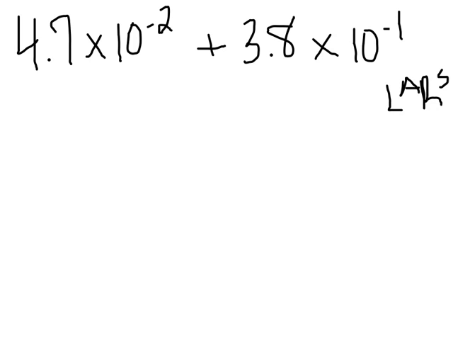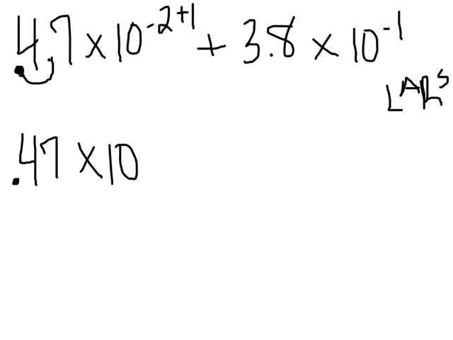So in this case, the larger number is 3.8 times 10 to the negative 1 because the exponent of negative 1 is closer to 0 than negative 2. It's only one space away versus negative 2 is two spaces away. So I'm actually going to change my first term here. And all I have to do, I know I just want to add 1 to my exponent, so I just have to move my decimal one spot to the left, and then I can add 1. Again, I'm moving to the left because that means I can add. So my new problem becomes 0.47 times 10 to the negative 1 power.